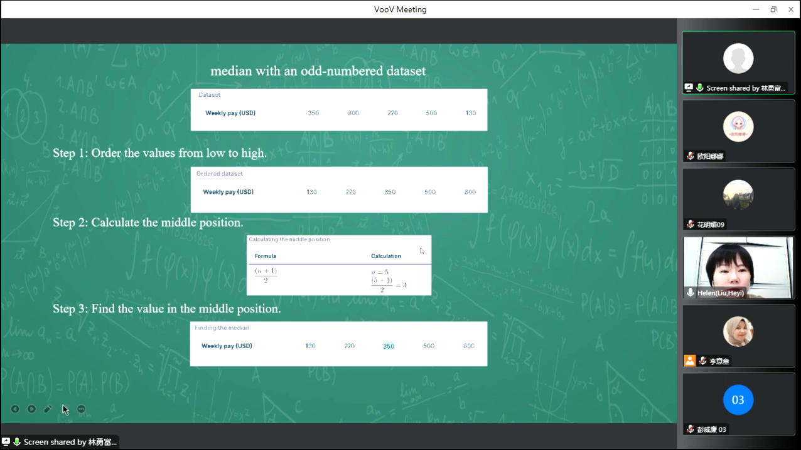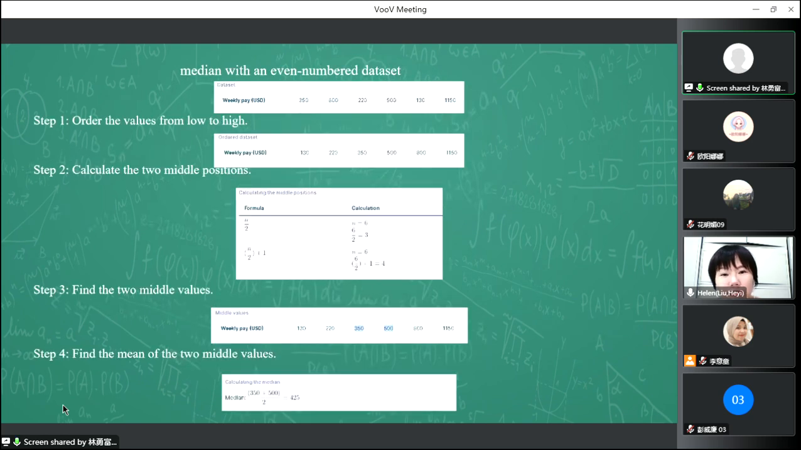So the number of values is 5. So 5 plus 1 divided by 2, then we have 3. And then find the value in the middle position. The value in the middle position is the third, because we have already found the middle position is 3. So counting 1 to 3, we have the value $350. Okay, that is the odd number dataset. Let's continue with the even number dataset.